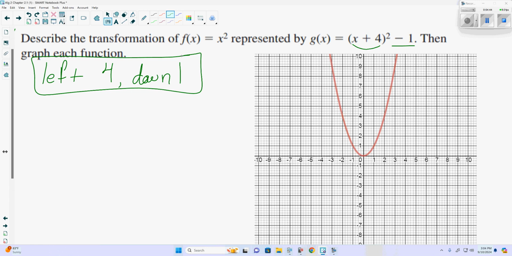Let's focus in here. So x plus 4 squared minus 1. What we're saying is the graph that was given to you is the x squared function. So we're moving every point on this graph left 4 and down 1. Now one of the points that we have on this graph is 0, 0. So we would move it left 4, down 1, and our new point would be here. 1, 1. We would move it left 4 and then down 1.